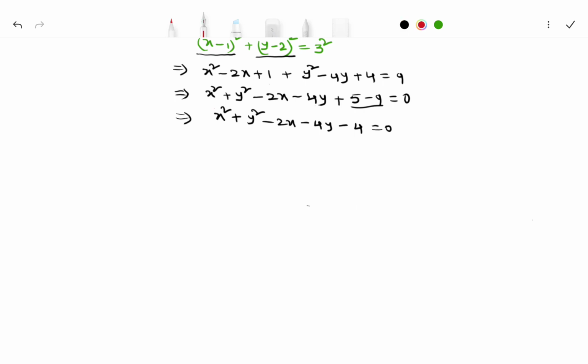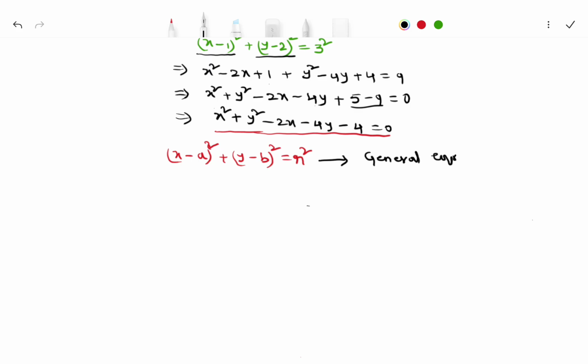Here you observe this one. By observing this result, we already derived the equation of the circle: (x minus a) whole square plus (y minus b) whole square is equal to r square. Already we derived this one. Now this one is called the general equation of the circle.